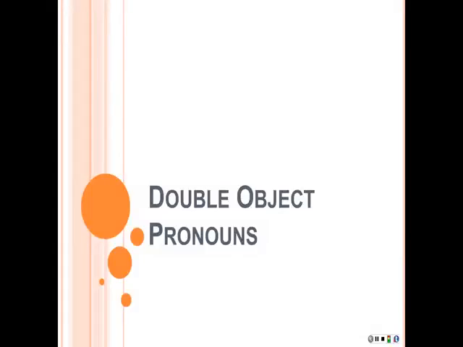Hola. Since we've been talking so much about direct object pronouns and indirect object pronouns, now we're going to bump it up a notch and talk about sentences that have double object pronouns. That's right, you guessed it. You can have sentences that have both a direct object pronoun and an indirect object pronoun together, and it's really cool. I'm sure you're excited. Let me show you what it's all about.